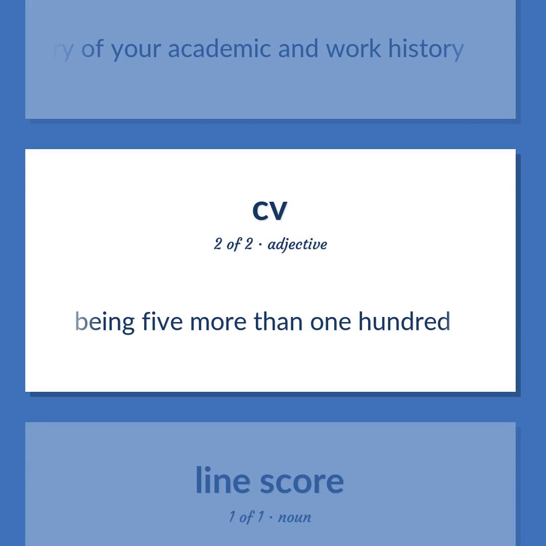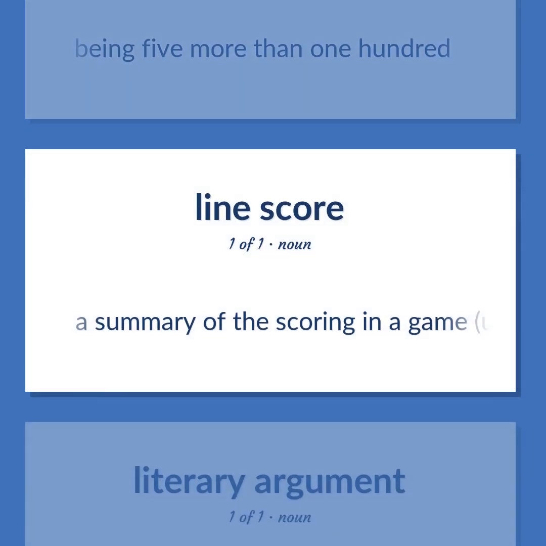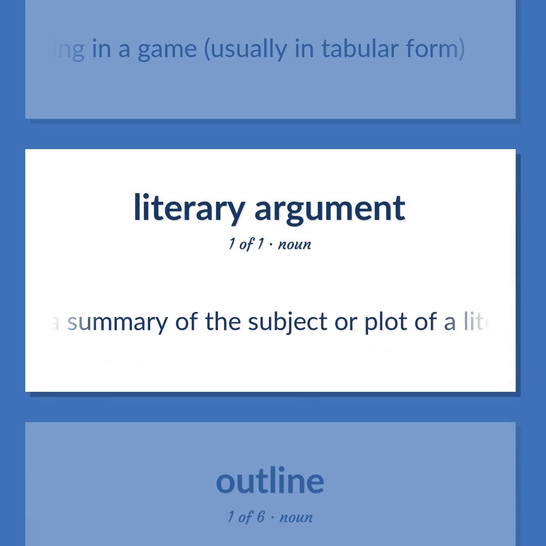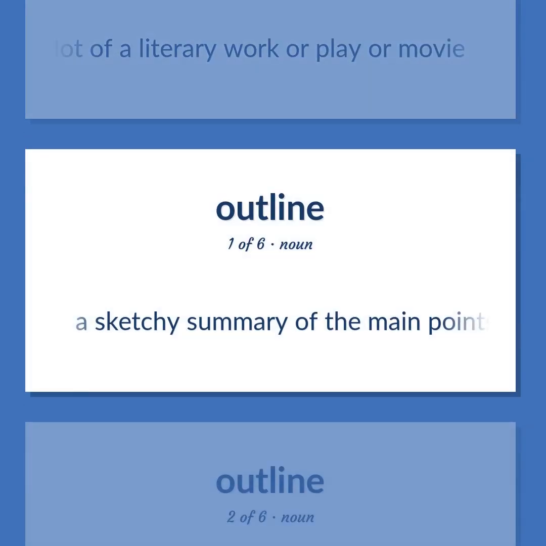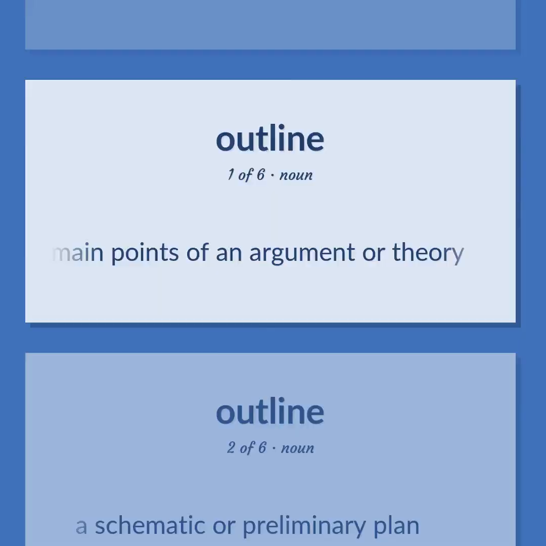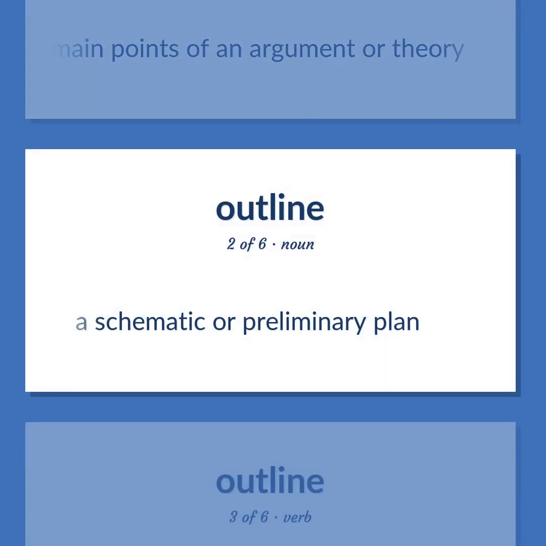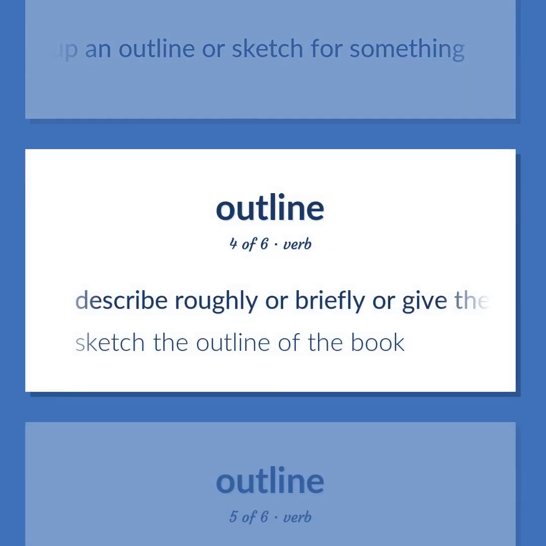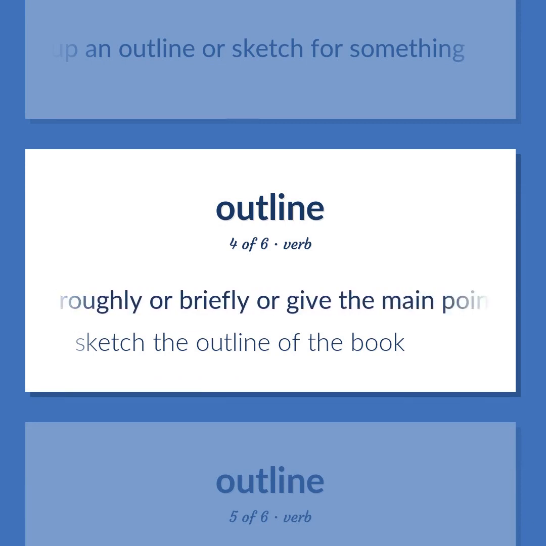Being 5 more than 100. A summary of the scoring in a game, usually in tabular form. A summary of the subject or plot of a literary work or play or movie. A sketchy summary of the main points of an argument or theory. A schematic or preliminary plan. Draw up an outline or sketch for something. Describe roughly or briefly or give the main points or summary of.